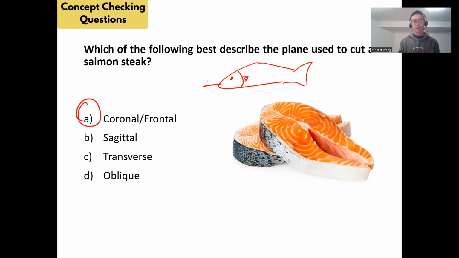If you think about the fish, this is anterior and this is posterior, right? So if you cut the fish this way, then you get yourself the salmon steak. If you're filleting it, that would be sagittal. I have never seen anyone cut the fish using transverse though. That wouldn't make any sense.